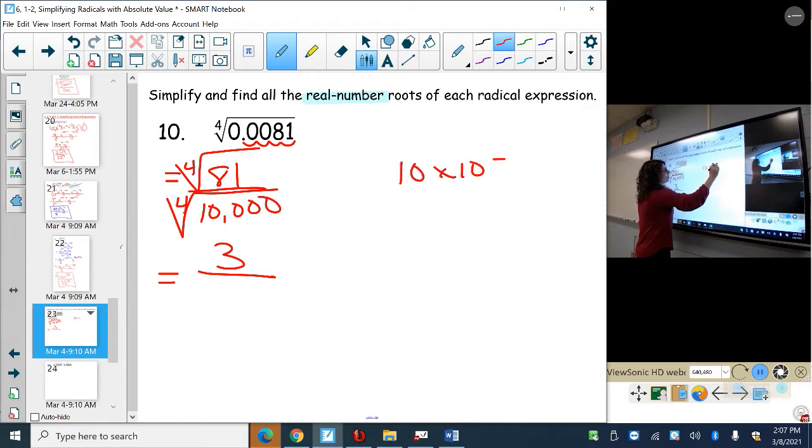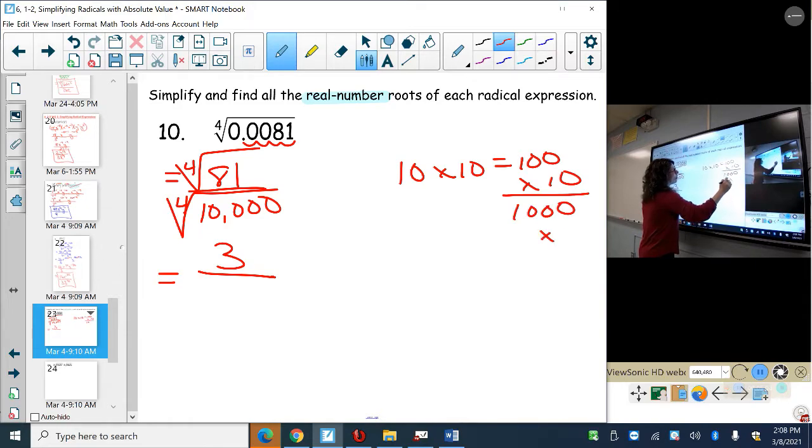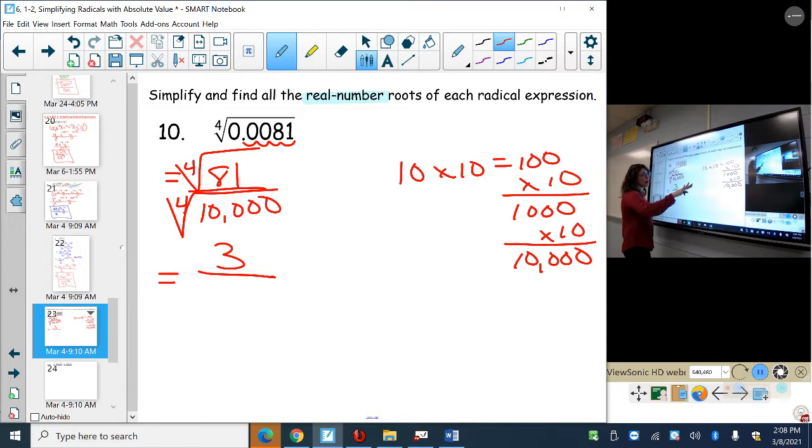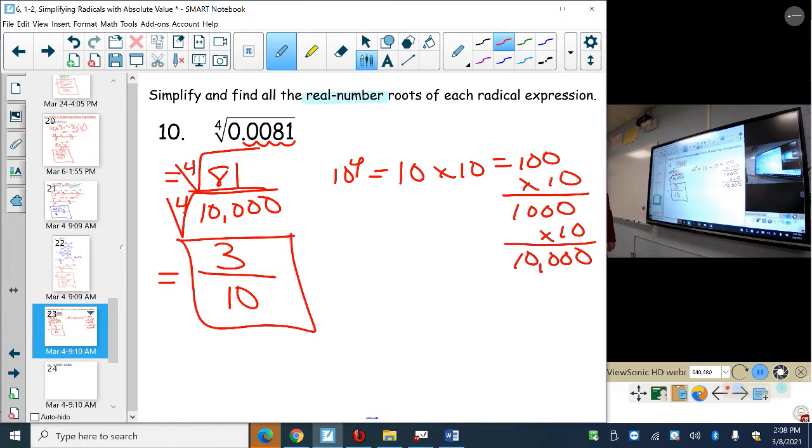10 times 10 is 100, times 10 is 1,000, times 10 is 10,000. And sometimes I need to write that out for everybody to understand that 10 to the 4th is 10,000 to give me a 10. And that is just going to be 3/10. Okay?